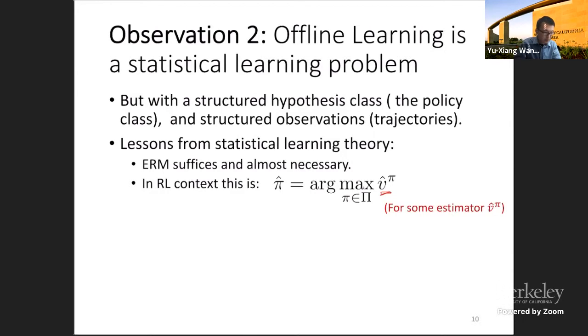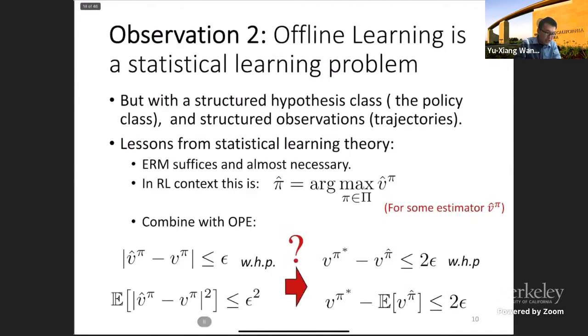but we're interested in the statistical property of such an ERM estimator, which seems to suggest that we can simply evaluate pi and also evaluate pi hat that comes out of this ERM, and that gives us a 2 epsilon upper bound of the suboptimality of offline learning.